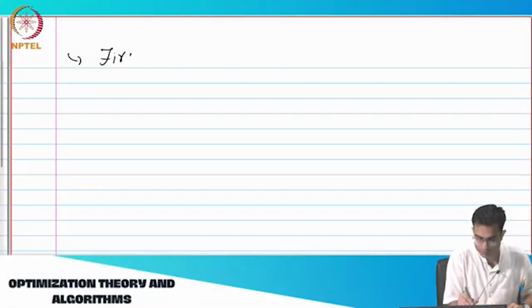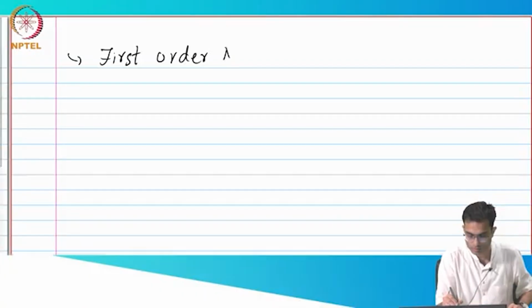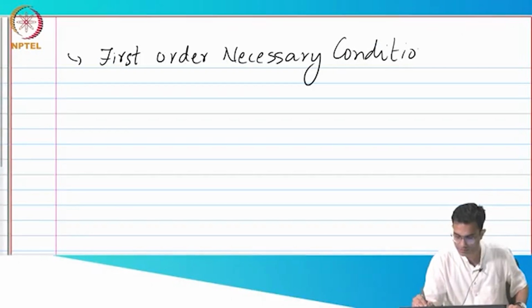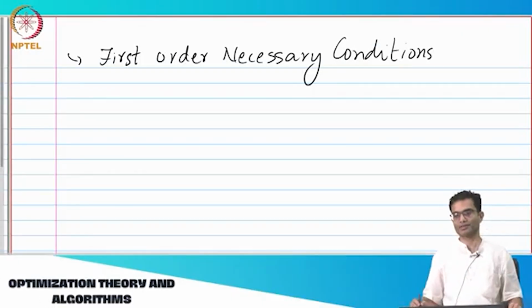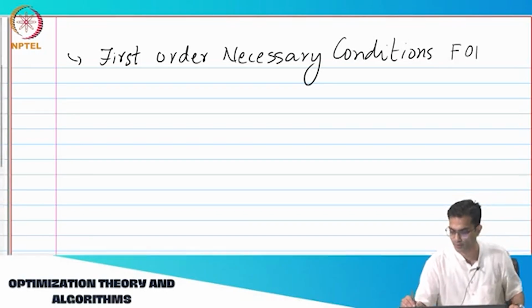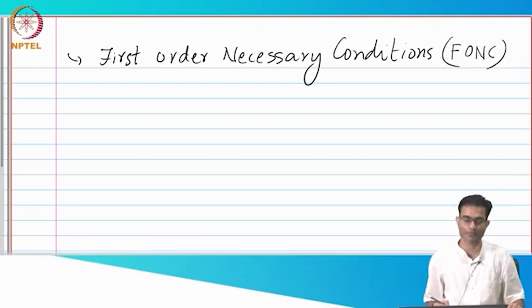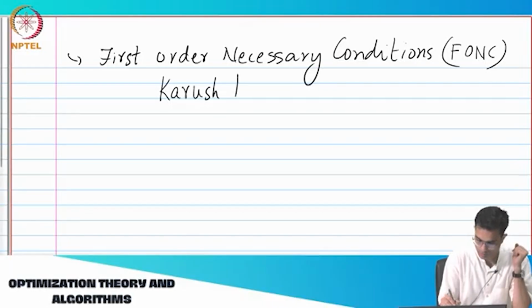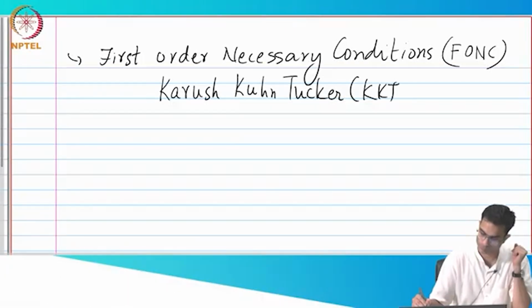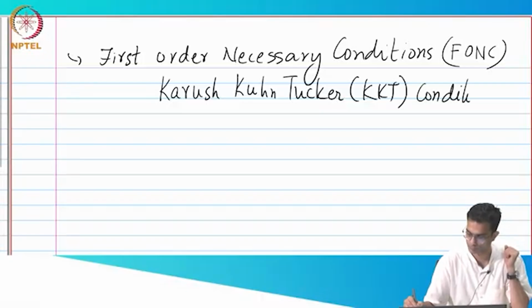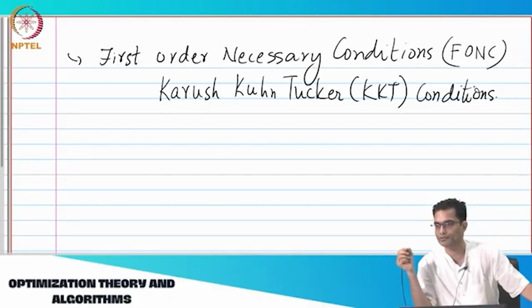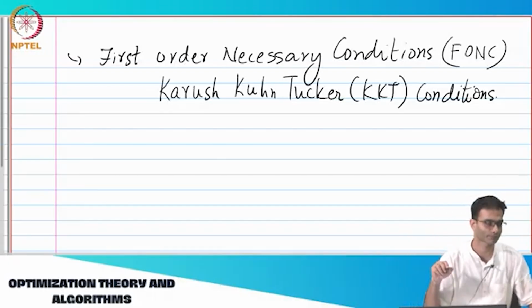So they are called the first order necessary conditions, and because this is a particularly long phrase to write, we will just use the short form FONC. Also called, after the people who discovered it, Karush. In fact, in the literature, you will find most people just call them KKT conditions. Almost no one will say FONC.